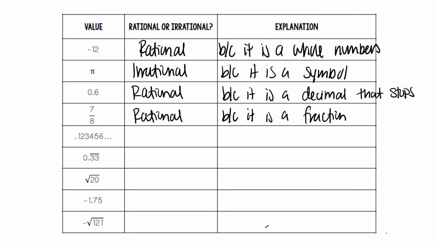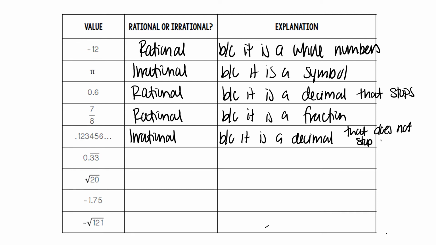The next example, 0.12345 is irrational. It is irrational because it is a decimal that does not stop or repeat. The dots at the end of the number tell us that it continues on, and it doesn't repeat because all of the numbers are different.